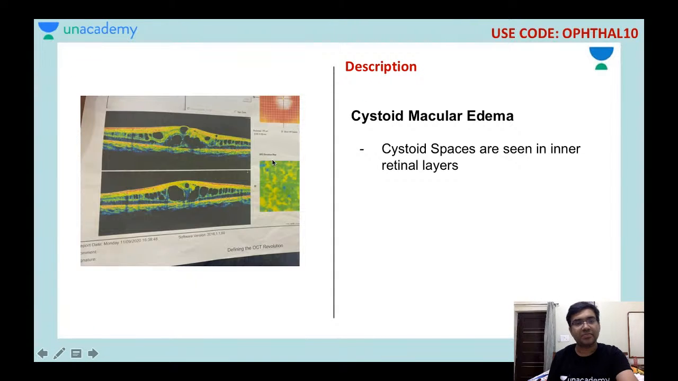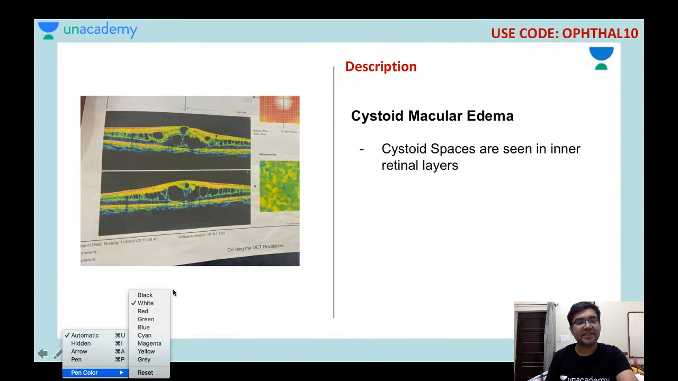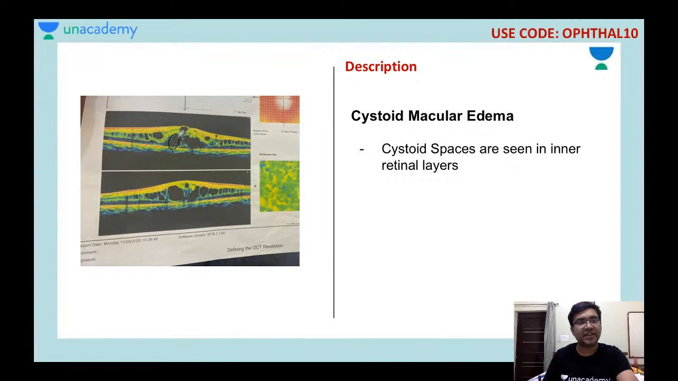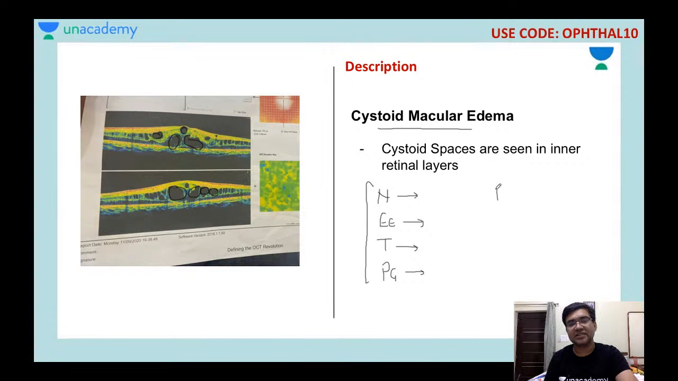Then we have the next spotter here. This is basically a cystoid macular edema. If you can see here, the cystic spaces are all there in the inner layers of the retina. Very typical of cystoid macular edema. Sometimes they ask you a question: what are the drugs which can cause cystoid macular edema? Can anyone tell me? You can just remember it with a very simple mnemonic, that is NEET PG. N goes with nicotinic acid, EE goes with epinephrine, T goes with tamoxifen, PG goes with the PG analogs. So NEET PG are the drugs which can cause cystoid macular edema.